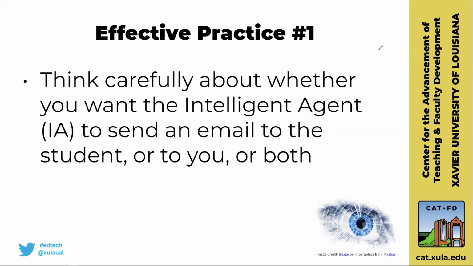All right. So I have some effective practices as well as some potential pitfalls for you. And so effective practice number 1, when you're setting up an intelligent agent, think about who you want to send that email to. Do you just want the email to go to the student? Do you need the email to go just to you? Or are you wanting the email to go to both of you? Or there's some other interested parties that might need to see that email? So just think carefully when you're setting these up. Who needs to get that email?